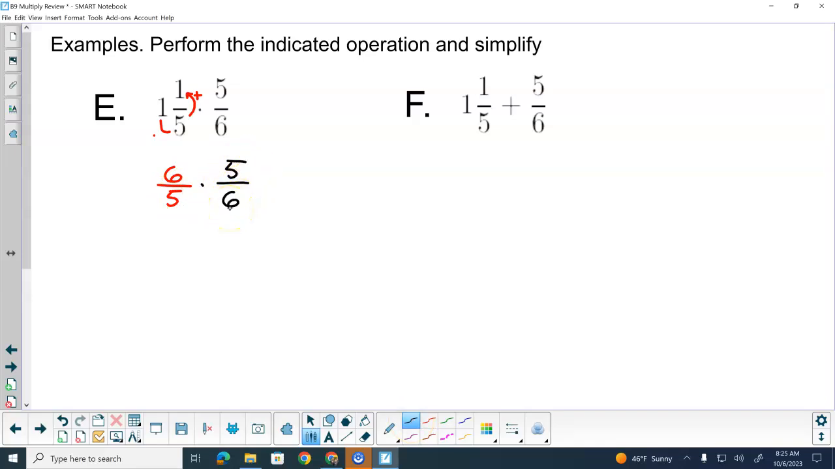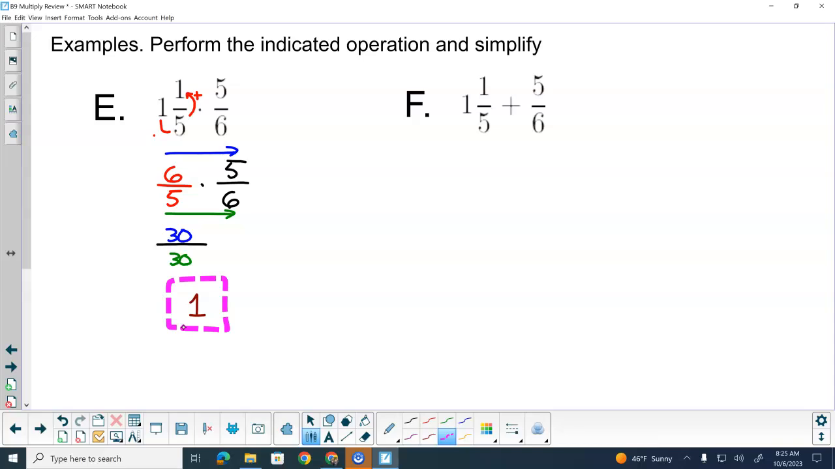Okay? Which is going to be 30 on the top, right? We multiply across the top, that's going to be 30. And then we multiply across the bottom, and that's going to be 30. And what's 30 divided by 30? 1. So my answer here is just 1. Both 30 can be divided by 30, so if we divide both top and bottom by 30, 1.